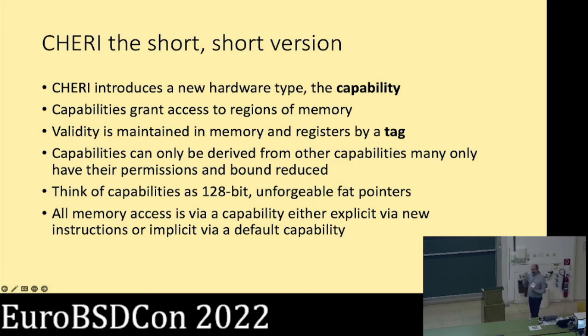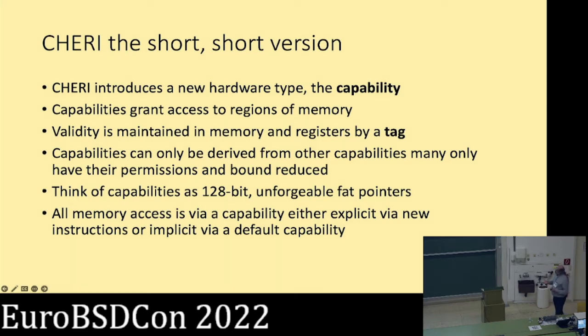So if you store arbitrary data in a register or in memory that was a capability, the tag is cleared in the process, and you can't use it as a pointer anymore. So you can only use guarded manipulation to change the values. That means you can't take the pointer that points to some object and make it point to some other object. That's simply not allowed by the architecture.